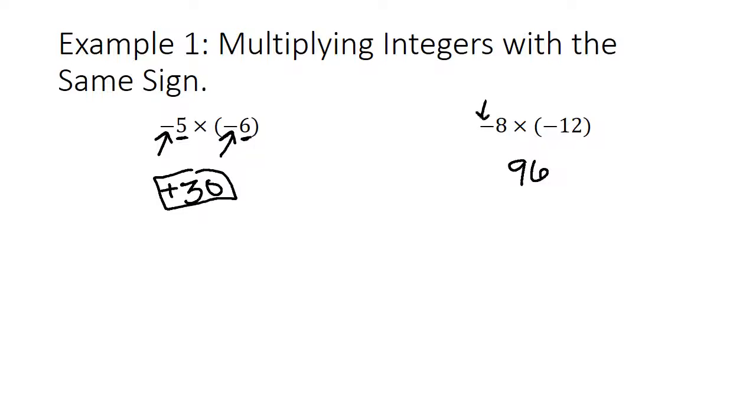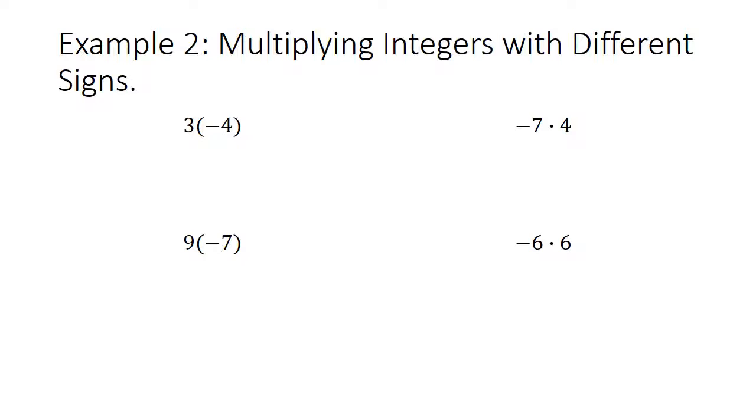We look here, this is negative and this is negative. So we multiplied integers with the same sign, which means our answer has to be positive. So it's going to be positive 96. Now, as we look at this, we can now multiply integers with different signs.